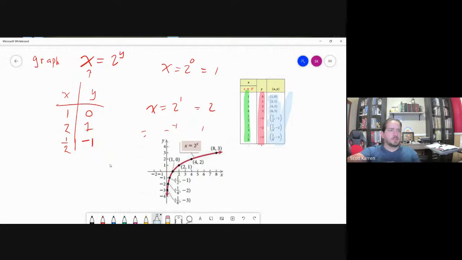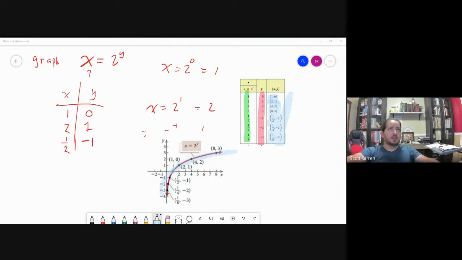So they've graphed this. The point (1, 0) is right there. The point (2, 1) is right there, and so on. And we see this looks very much like an exponential, because it is. It's x equals 2 to the y, but with those x and y kind of reversed.